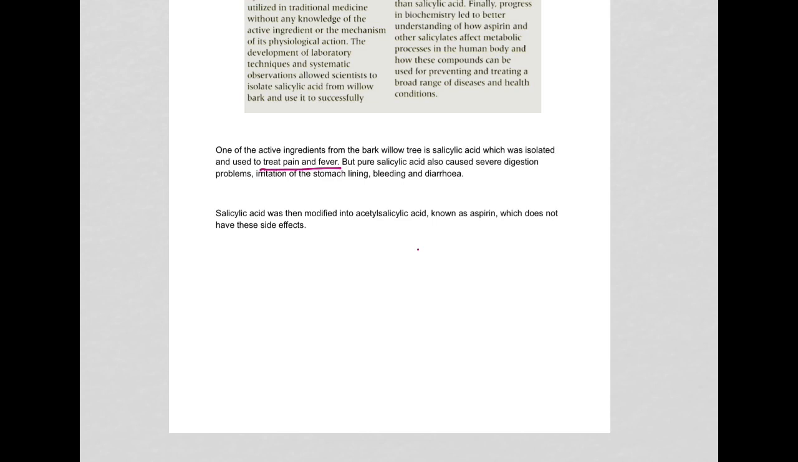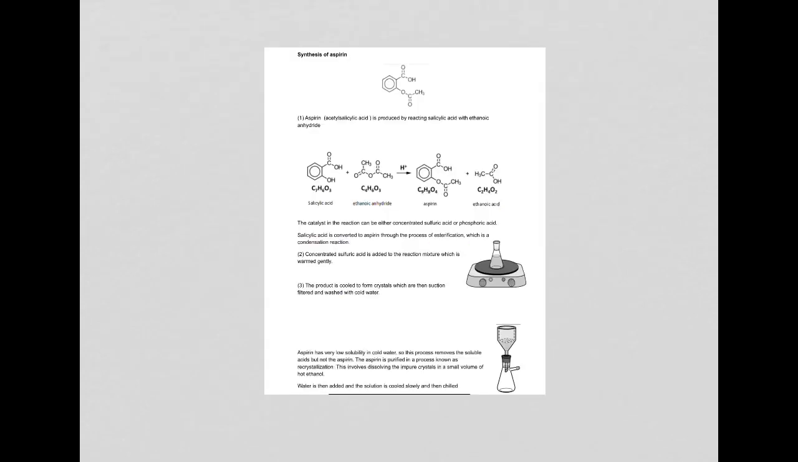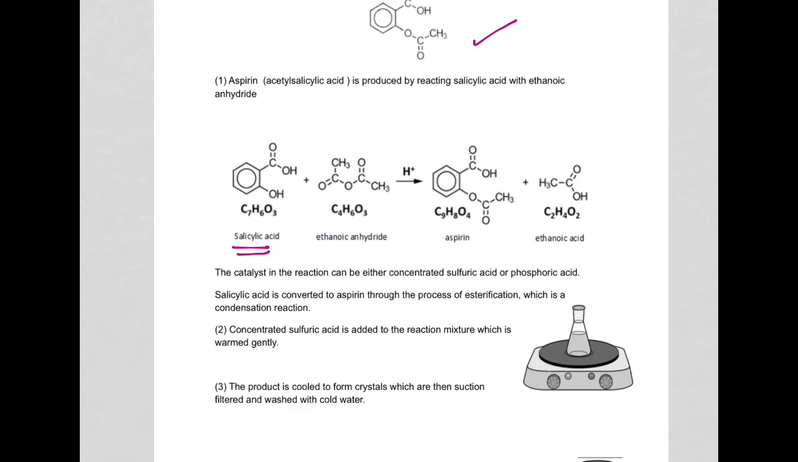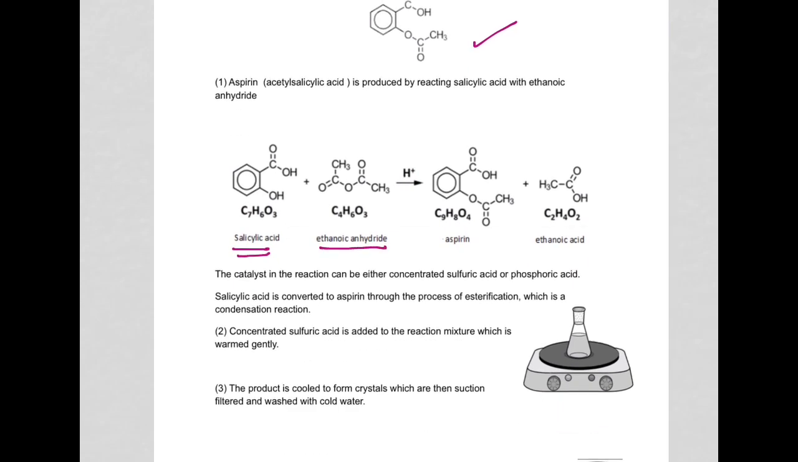So salicylic acid is going to be modified into acetyl salicylic acid. Acetyl salicylic acid, this is what we know as aspirin. And aspirin does not have the side effects of salicylic acid. So this is a molecule of aspirin, and it's made from salicylic acid and ethanoic anhydride over here. And an acid, concentrated sulfuric acid or phosphoric acid, is going to be used as a catalyst.